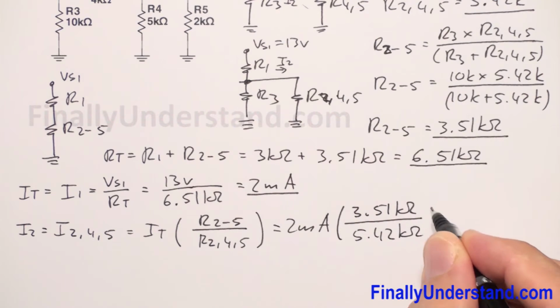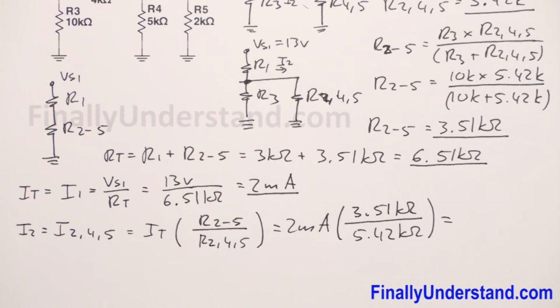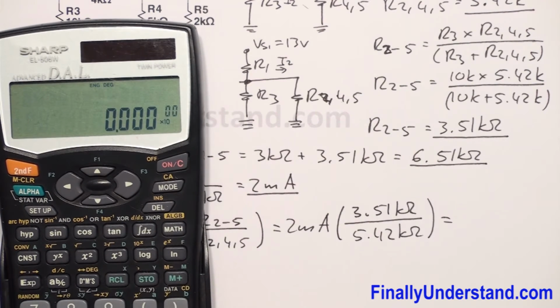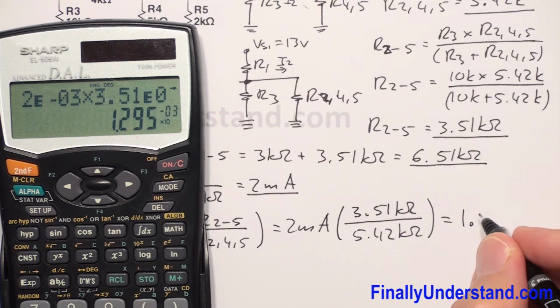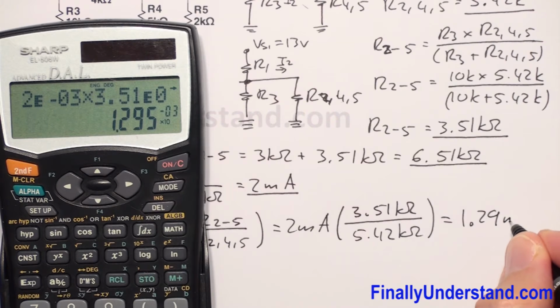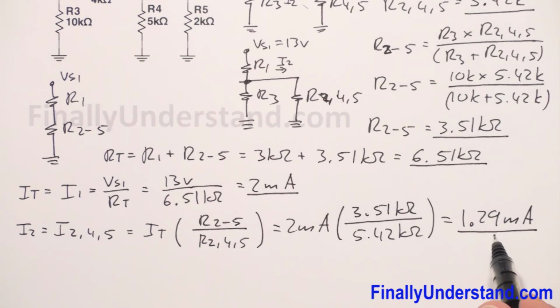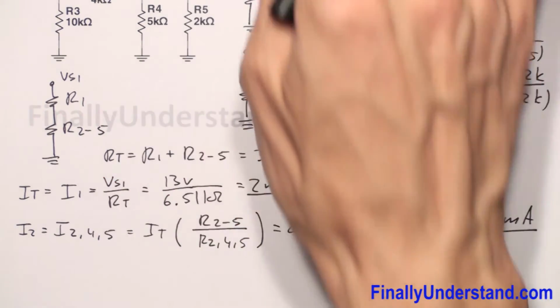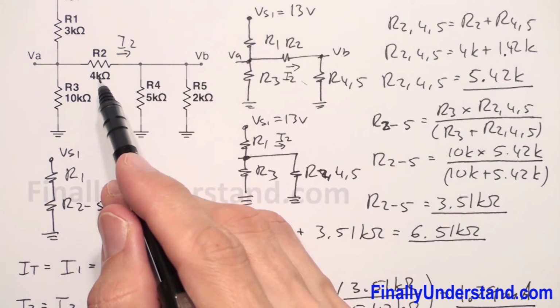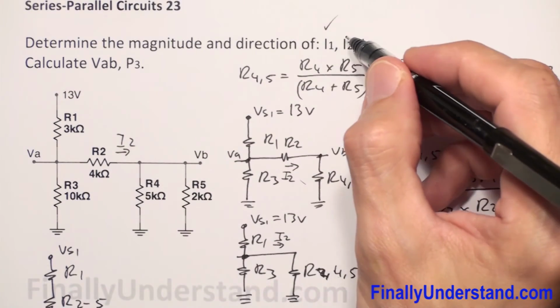5.42 kilo ohms. Okay, so now I'm going to use the calculator: 2 times 10 to the negative 3 times 3.51 times 10 to the 3, divided by 5.42 times 10 to the 3, close parenthesis, equals 1.29 milliamps. This is the current which will flow through the resistor R2. Okay, so this is my resistor R2. Okay, so I found I2.